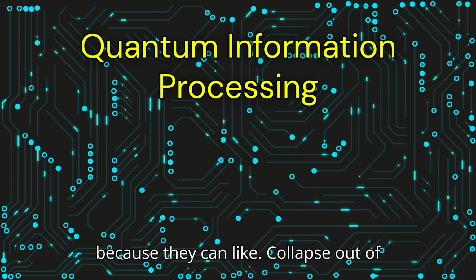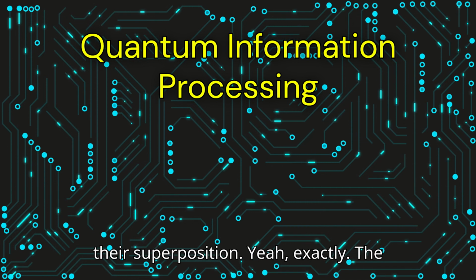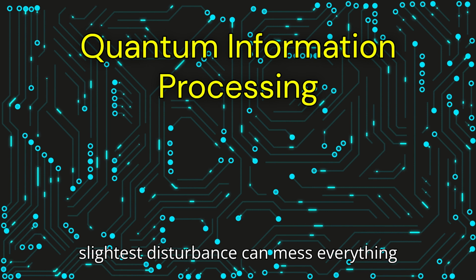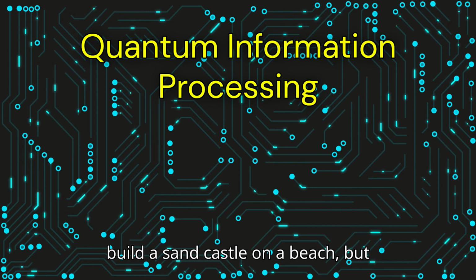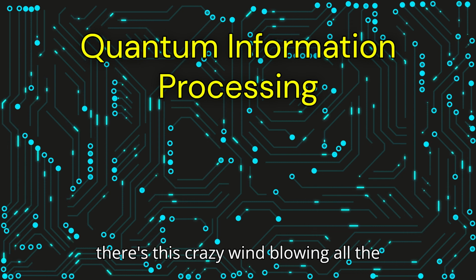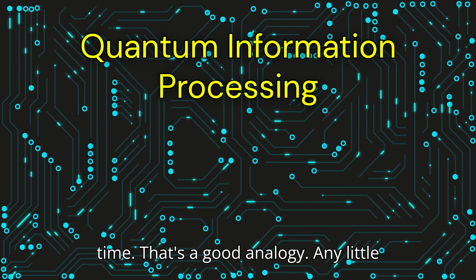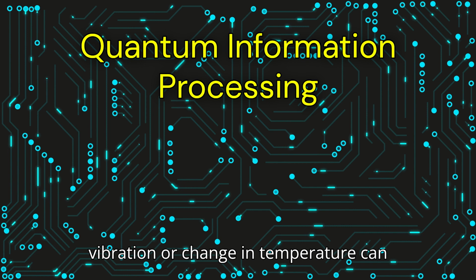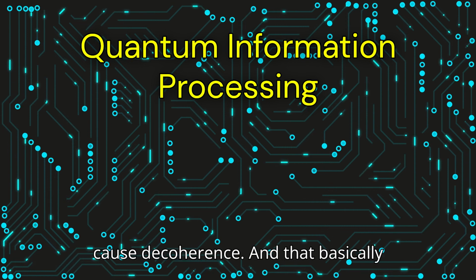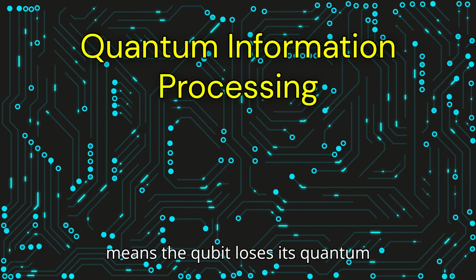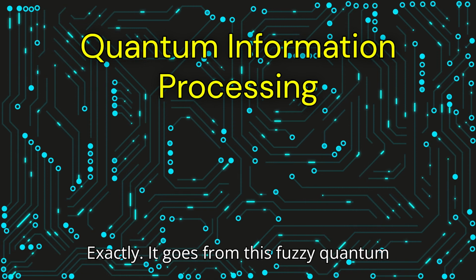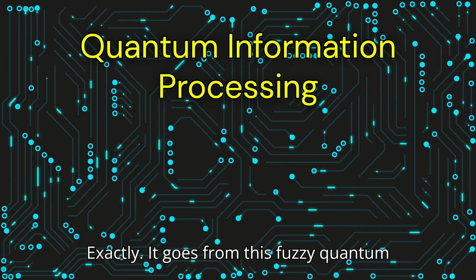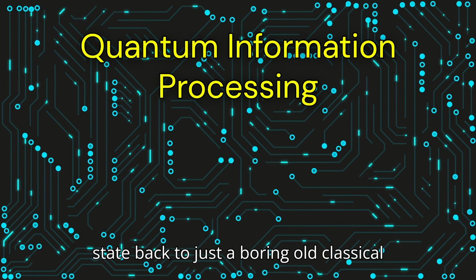Oh, right, because they can collapse out of their superposition. Yeah, exactly. The slightest disturbance can mess everything up. Imagine you're trying to build a sand castle on a beach, but there's this crazy wind blowing all the time. That's a good analogy. Any little vibration or change in temperature can cause decoherence, and that basically means the qubit loses its quantum information. So that carefully built superposition just falls apart. Exactly. It goes from this fuzzy quantum state back to just a boring old classical bit.